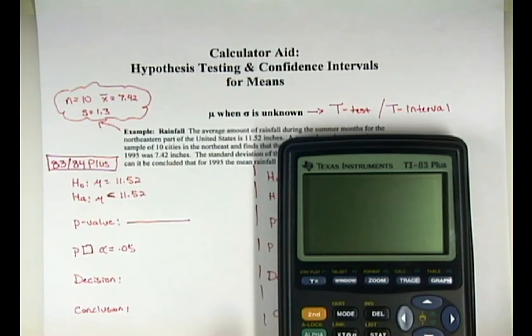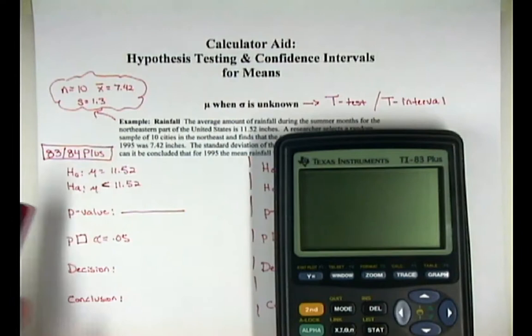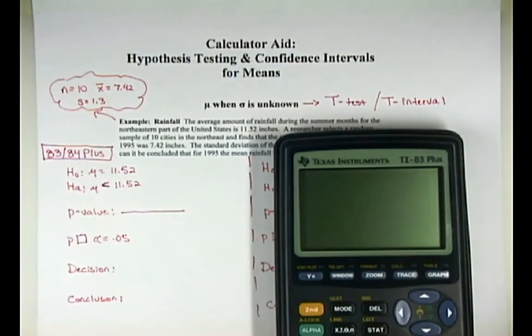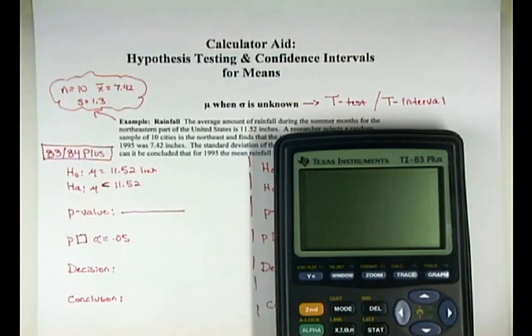In this example, talking about rainfall, they give us information in statistics. They claim the rainfall is 11.52 inches. And they want to see if the rainfall has been reduced.